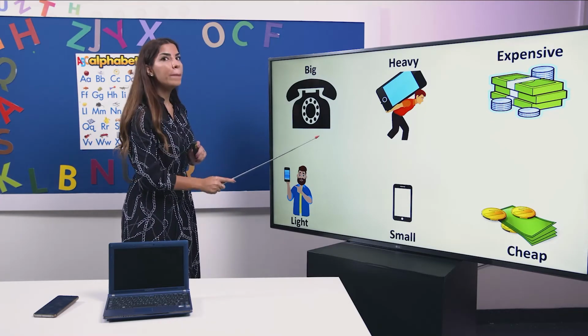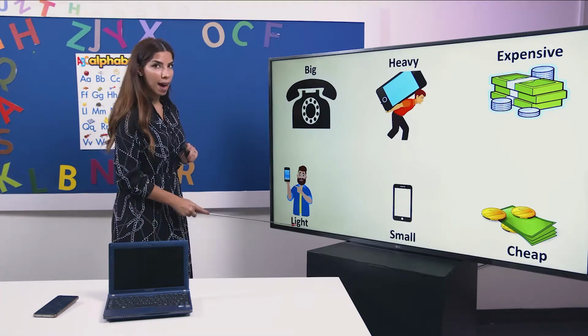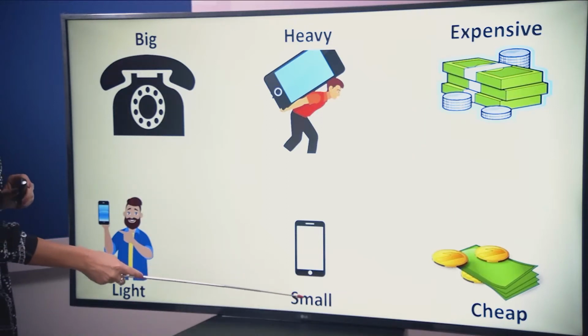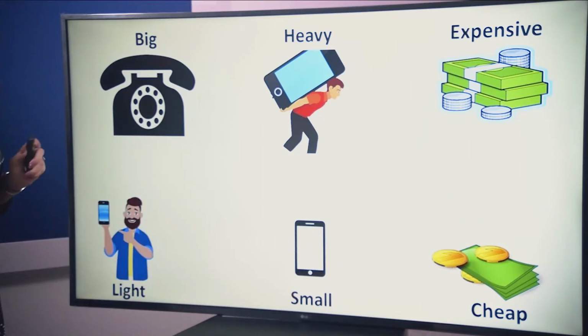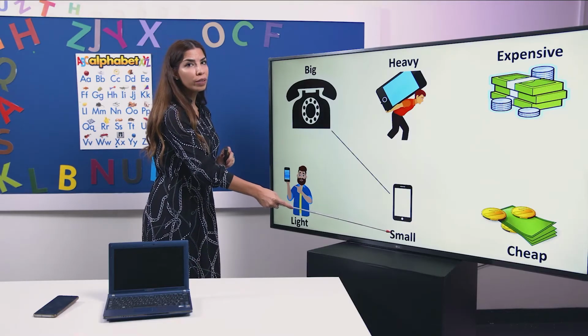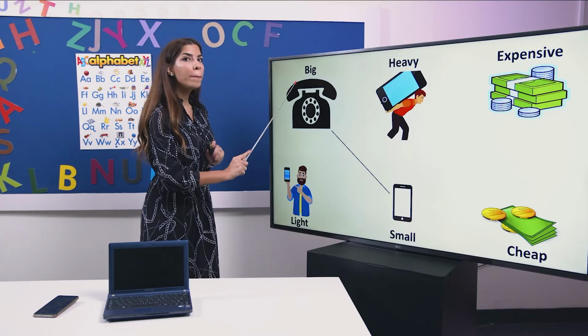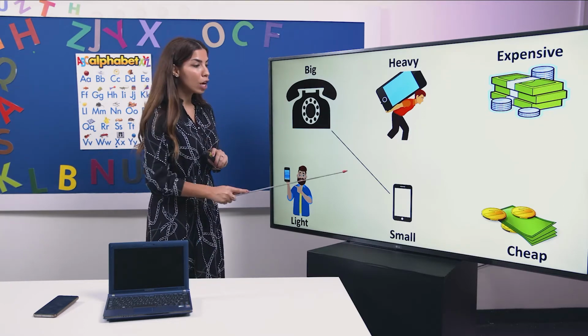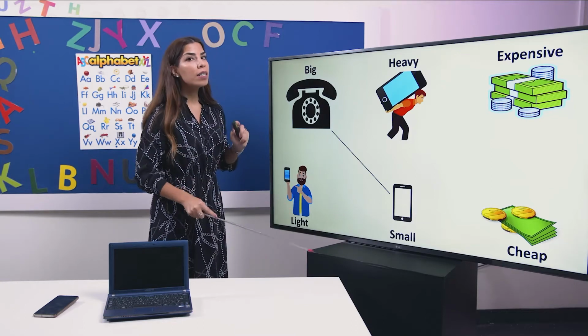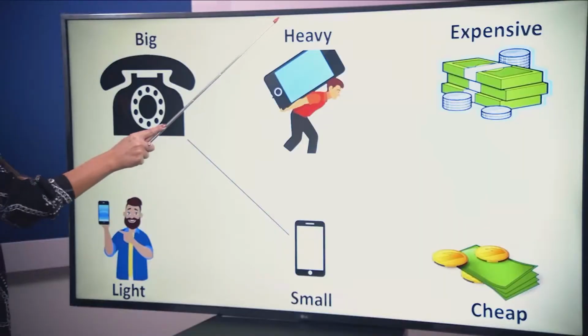This is big. What is the opposite of big? Is it light, small, or cheap? What do you think? Very good. The opposite of big is small. Big phone, small phone. In the past, phones were big. In the present, phones are small. Let us look at the second adjective.